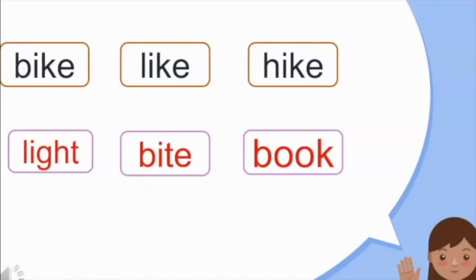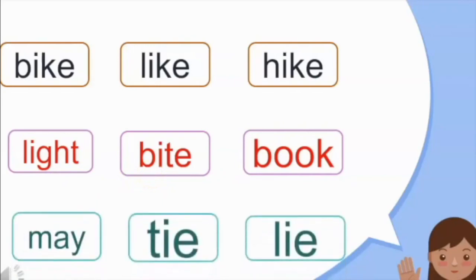Now, can you read the last set of words with me? May, tie, lie. Which two words rhyme? Yes, tie and lie. Very good, boys and girls.